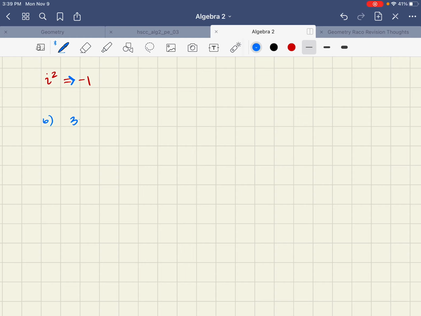3i times 2 plus 5i. You would distribute, so we multiply there. That would give us 6i. And then we would distribute, and that would give us 15i to the power of 2. All right, but we remember that i squared is negative 1, so that means this is just negative 15. Negative 15, and there's a 6i in the front. So we have 6i minus 15.